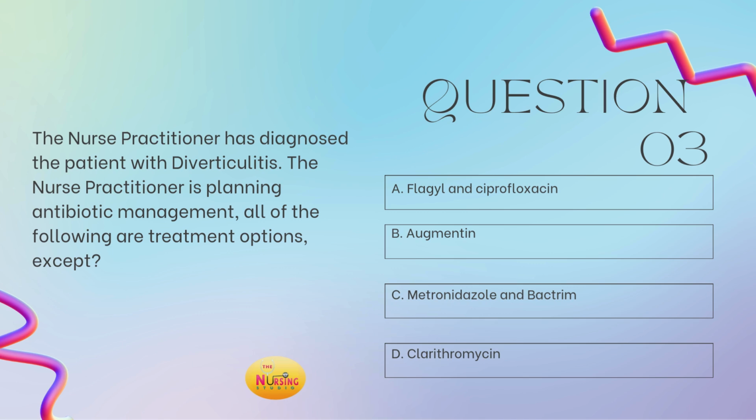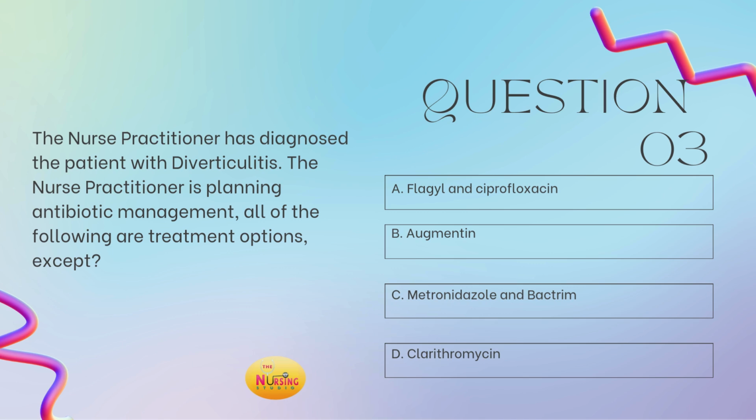So here they're talking about the treatments. There are a few treatment options that you can utilize that are considered first-line therapy for diverticulitis, and the only one that is incorrect is D, clarithromycin. For diverticulitis, you can use the combination of Flagyl and a fluoroquinolone like ciprofloxacin. So A is correct. You can utilize Flagyl and Bactrim. So metronidazole is the generic name, right? So you can Flagyl. So C is also correct.